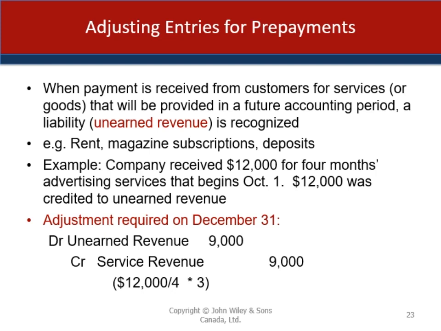So an example here, a company received $12,000 for 4 months of advertising services, and so they're going to issue the ads at the end of the period. On December 31st, we've used up 3 months, October, November, December. We still have 1 month left of advertising service revenue that has not been earned, so we reduce unearned revenue by debiting it and credit service revenue to recognize the fact we've earned $9,000 of that revenue amount.